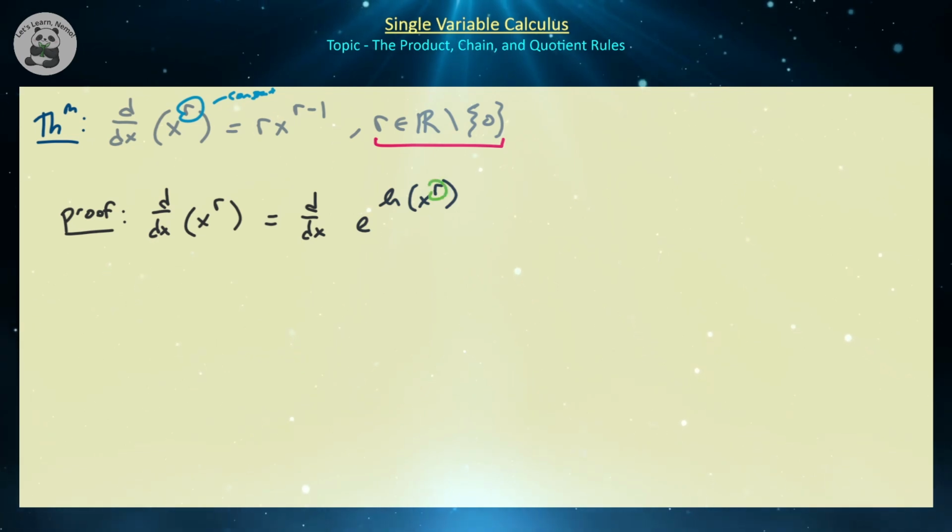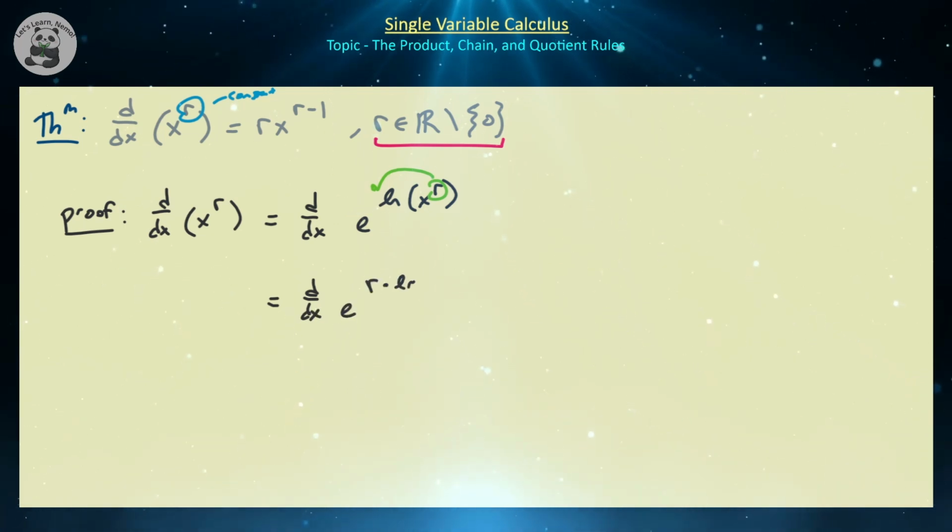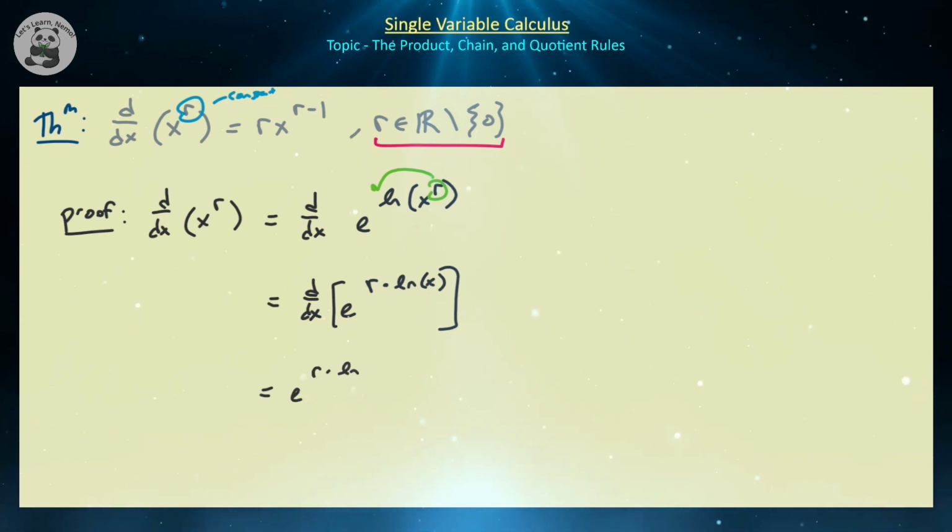By properties of natural logs, we can bring this constant down in front of the natural log, and that's just going to be equal to the derivative of the exponential of r times the natural log of x. And now we have a chain rule problem, because here the exponential is the exterior function, and r times natural log of x is the interior function. So the derivative of e to the something is going to be e to the something, and then we need to multiply that by the derivative of that interior function, which is r times ln x. R is just a number, so it's just going to be equal to r times, and the derivative of natural log of x is going to be 1 over x.